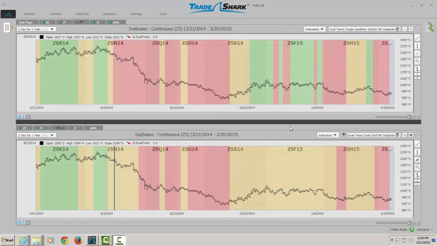It is useful to directly compare the differences in signal generation between the single condition and the dual condition for the dual trend, and we can make that comparison directly by stacking the charts on top of each other. In the top, we have the dual trend applied to the soybean market, requiring only a single net condition, a net short from one indicator and neutral in the other is enough to get you short, and analogously one indicator long and the other neutral is enough to get you long.